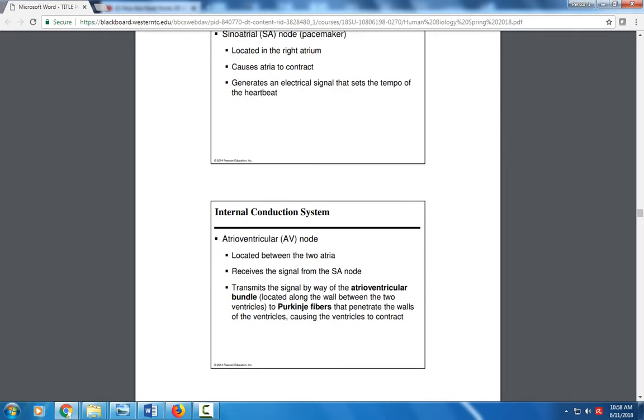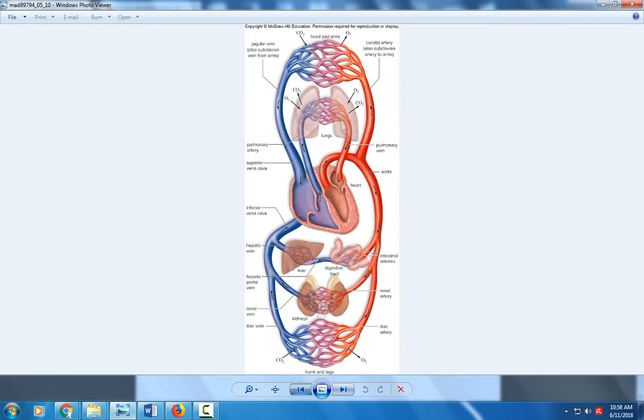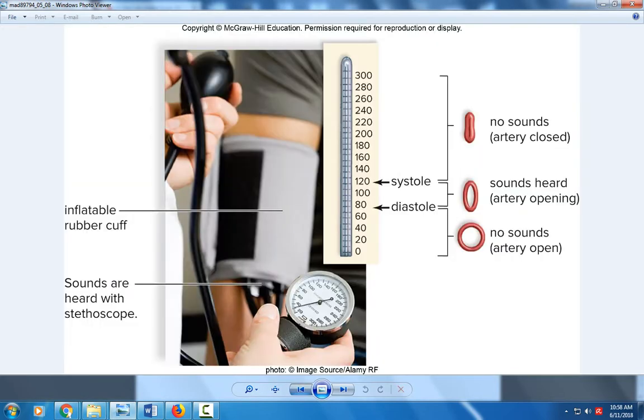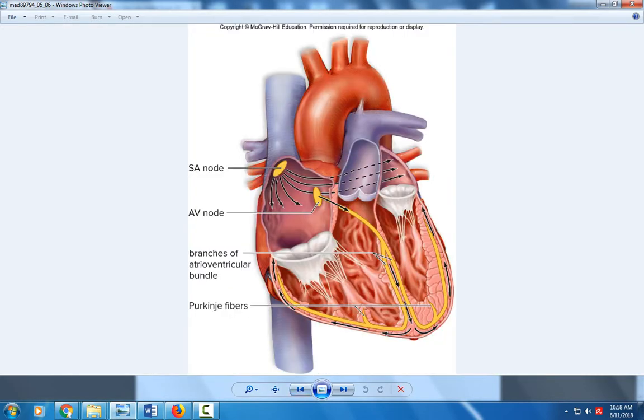This is the photo from your textbook, on page 98. If we look, we can see the SA node here in the roof of the right atrium. That's where the signal begins for muscle contraction in the atria. Then that passes through to the left atrium very quickly, and the two atria contract together.